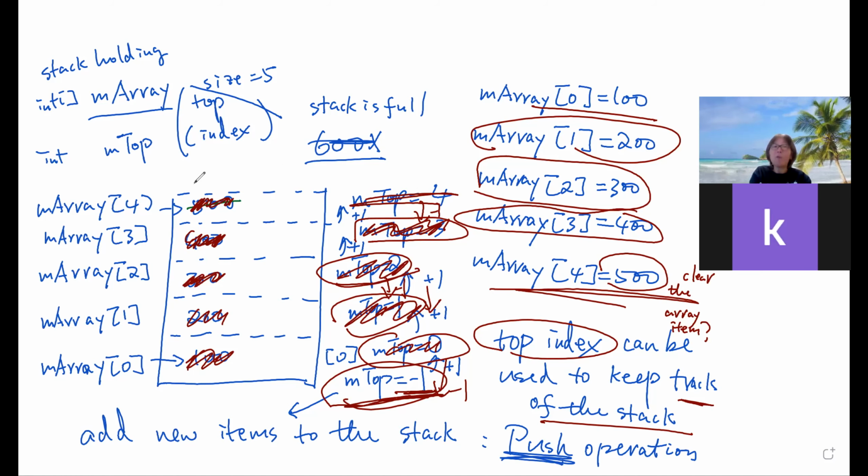And for removing the top item from the stack, there is a specific name called pop. So whenever you see pop, that means you remove the top item from the stack. So now we have a general idea about a stack and the operations related to it, push and pop.